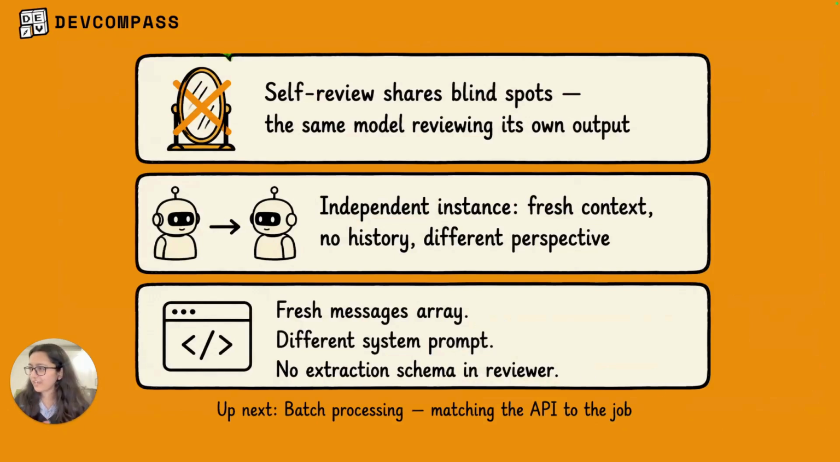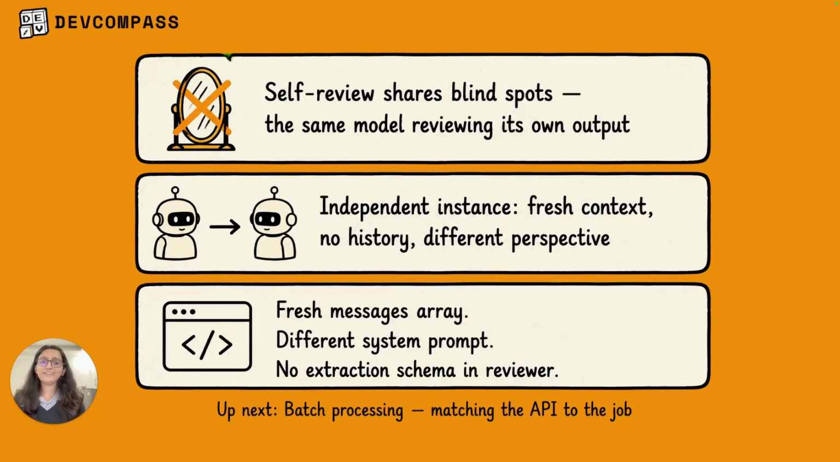I know, short video, right? But I love short videos. Just to the point, just a cute little concept that we have to follow, but super important, so you have to remember this. Quick revision: self-review shares blind spots. The same model reviewing its own output is a very bad choice. Thus, we need an independent instance. It's a fresh context, no history, different perspective. There's a fresh messages array, different system prompt, and no extraction schema in review, just the extracted output. So that was all. Multi-instance review actually gives you a second perspective on every output that matters.